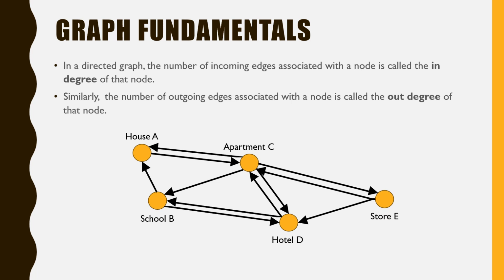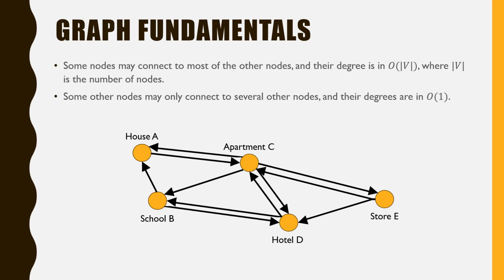In a directed graph, it is often useful to distinguish between the edges entering a node and those leaving it. The number of edges that enter a node is called its in degree, while the number of edges that leave a node is called its out degree. For example, apartment C has an in degree of 3 and an out degree of 4.